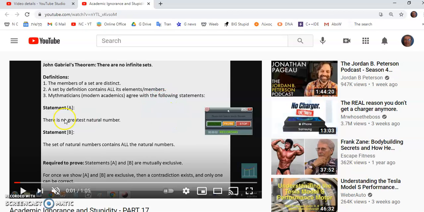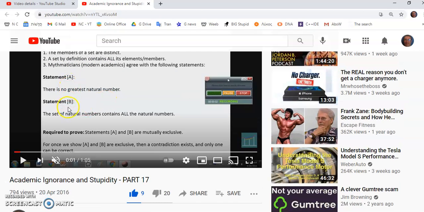So, we go on three assumptions, or three definitions rather, not assumptions. The members of a set are distinct. That's the first one. The second one, a set by definition contains all its elements or members. Well, if it has any elements, it must contain them, yes? So that also includes the empty set. And then it's a fact that mainstream academics agree with statement A and statement B.